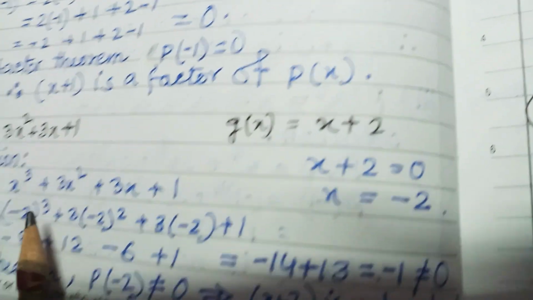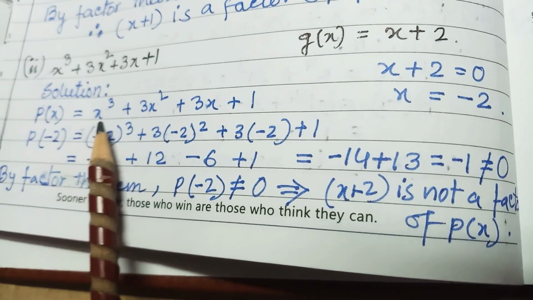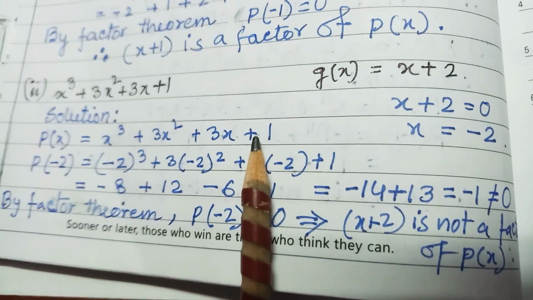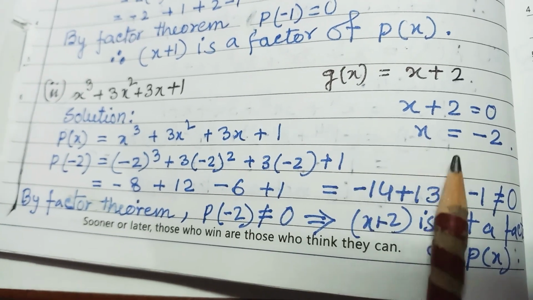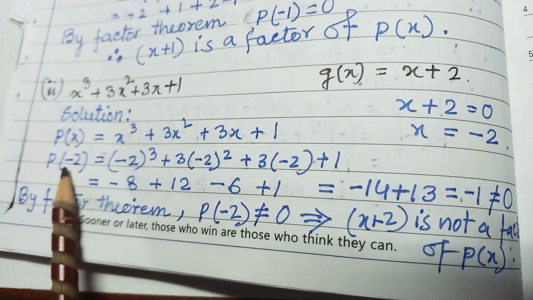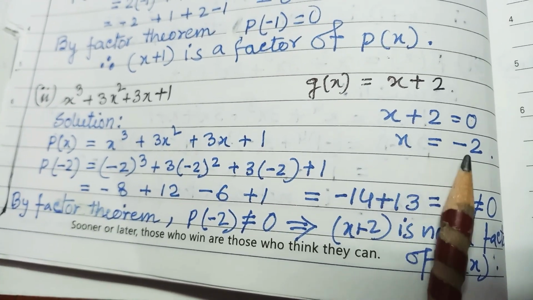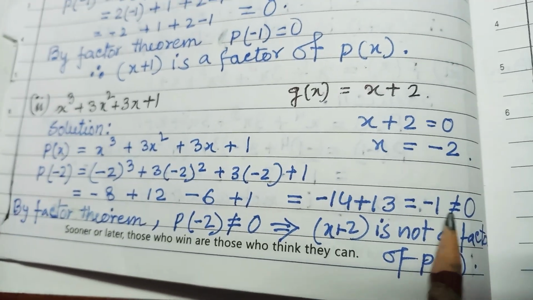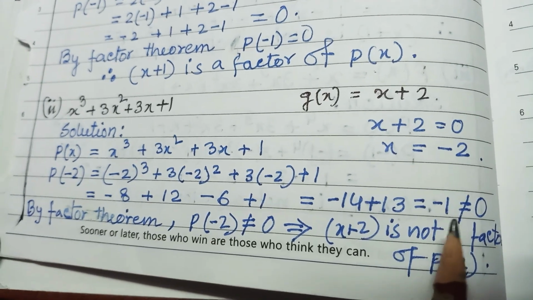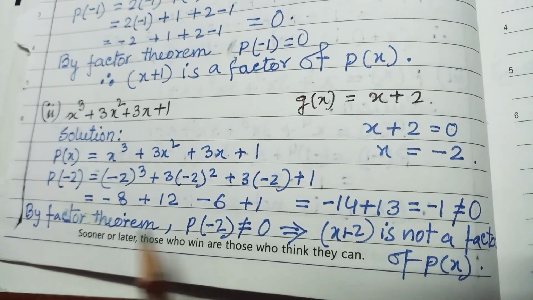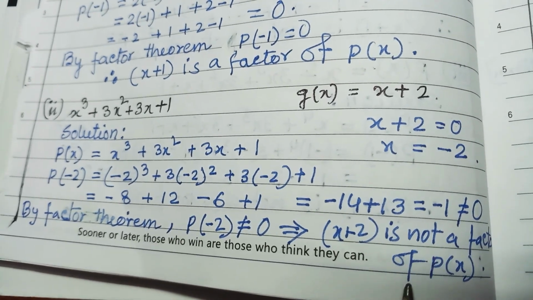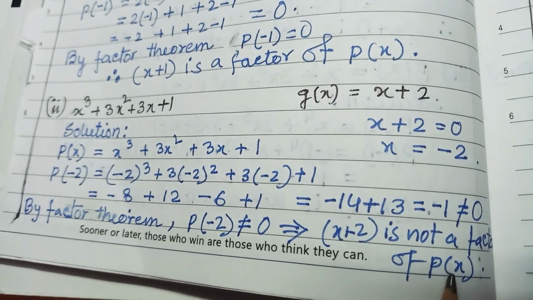Next question is of the same type. It is x cube plus 3x square plus 3x plus 1. This is the dividend, and this is the divisor. Again substitute the value minus 2. The value is coming equal to 1, minus 1, that is also not equal to 0. So by factor theorem, x plus 2 is not a factor of this polynomial.